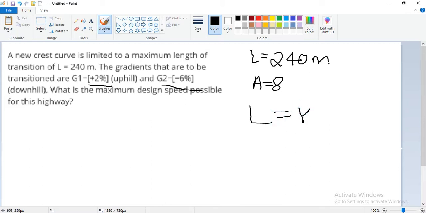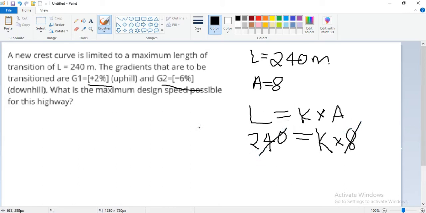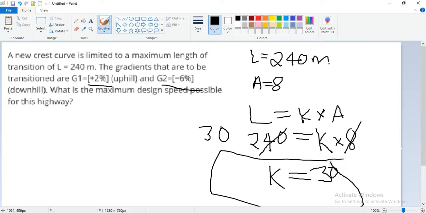So L equals K into A. The length is 240, and A is 8. We need to find K. 8 times 3 is 24, and this will be 30. So the value of K is 30, and we require to find the design speed.